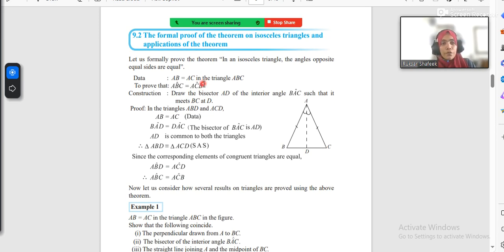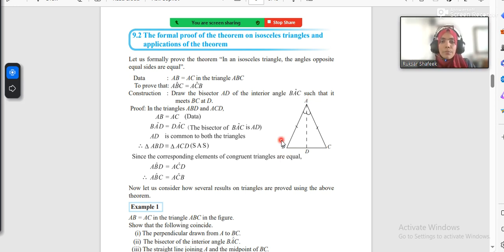Now to prove that these two angles are equal, we're going to go with congruency. We did cover congruency in chapter 5. So under congruency, we said that two triangles are congruent if they meet four conditions: side side side, side angle side, angle angle side, and right angle hypotenuse side. These are the four cases that we did study under congruency. So if we can prove two triangles are congruent, we need these four cases. Any of the four cases would be all right.